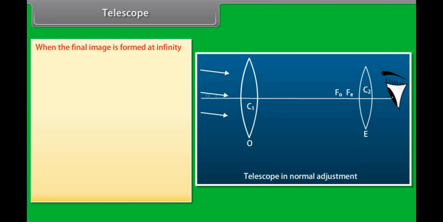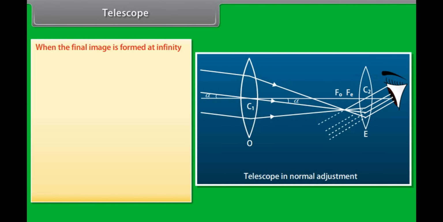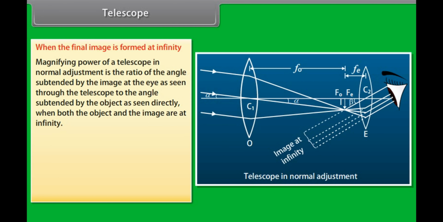When the final image is formed at infinity, the objective lens O collects parallel rays from the distant object. So, an image I is formed at the principal focus Fo of the objective. Since the final image is at infinity, therefore, I must be at the principal focus Fe of the eyepiece. Thus, Fe and Fo are at the same place.